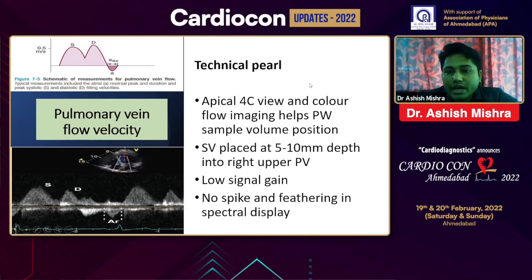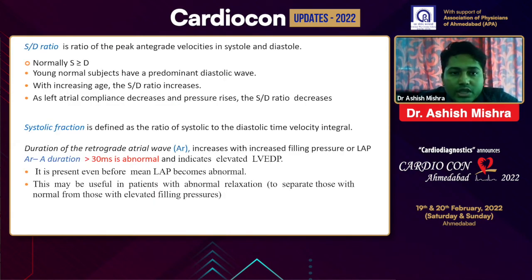Apical 4-chamber and color flow imaging help to position the pulse wave Doppler sample volume 5 to 10 millimeters inside the right upper pulmonary vein. We should also take into consideration that the signal gain is set at the lowest. S by D ratio is the ratio of the peak antegrade velocities in systole and diastole. Normally the systolic component is more than the diastolic component. Systolic fraction is defined as the ratio of the systolic to the diastolic time velocity integral.